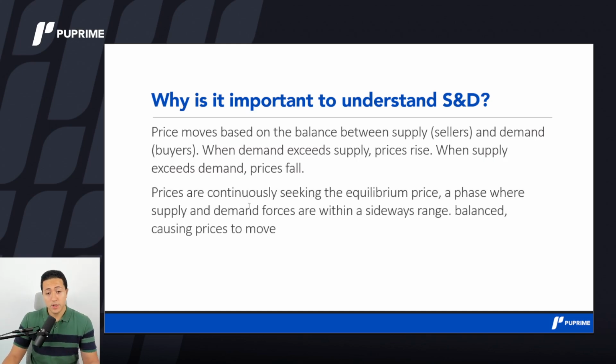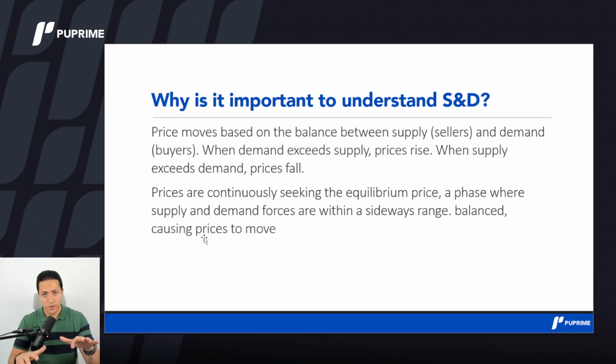Prices are continuously seeking the equilibrium price, a phase where supply and demand forces are within a sideways range, which is balanced, causing prices to stop moving. What does it mean? It means that supply and demand are always having a fight. Just think of it as literally a fight between bulls and bears, or buyers and sellers. Buyers want prices to go higher. Sellers, who are already selling, want prices to go lower.